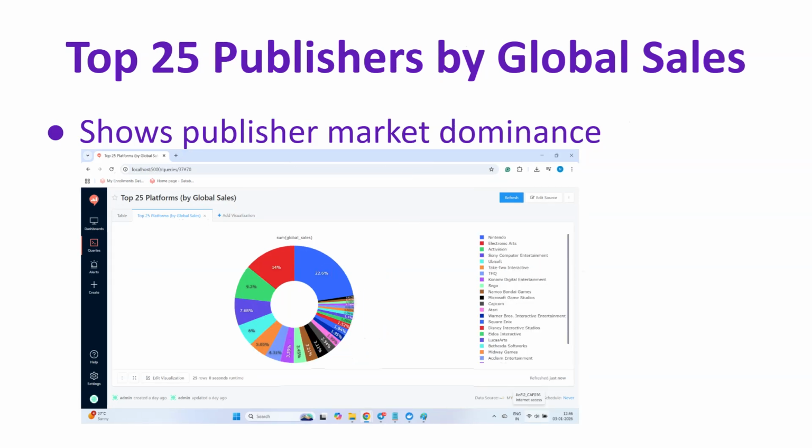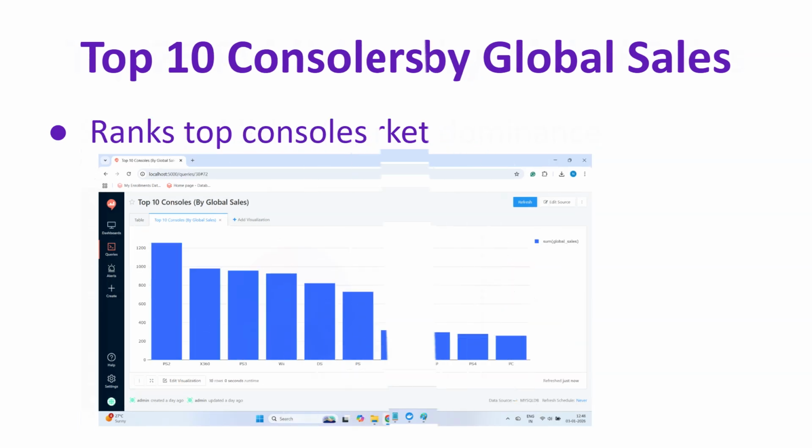Here we analyze the top 25 publishers by global sales. This visualization clearly shows which publishers dominate the video game industry. This bar chart ranks the top 10 gaming consoles based on their total global sales. It provides a quick comparison of platform performance.